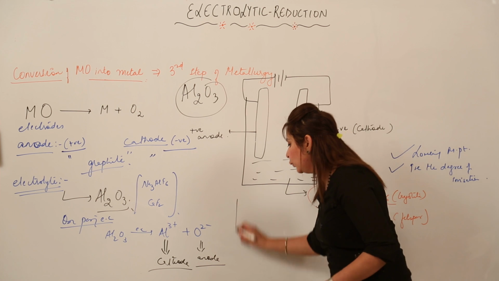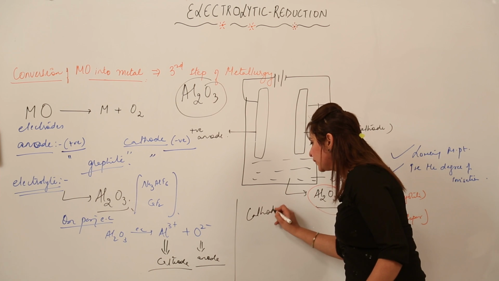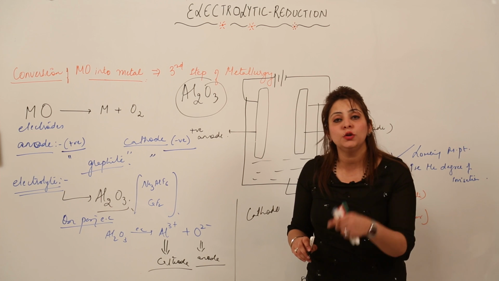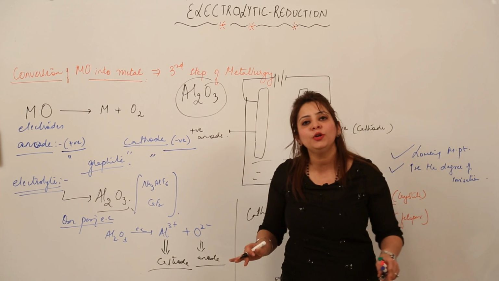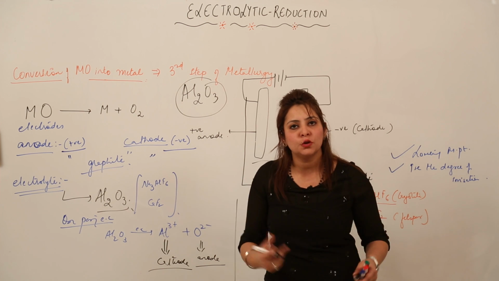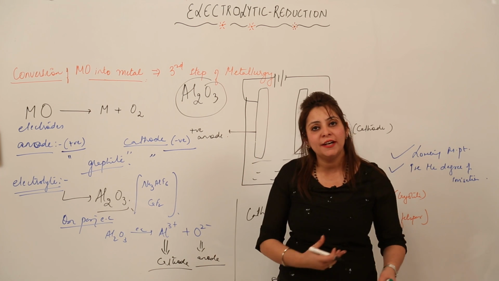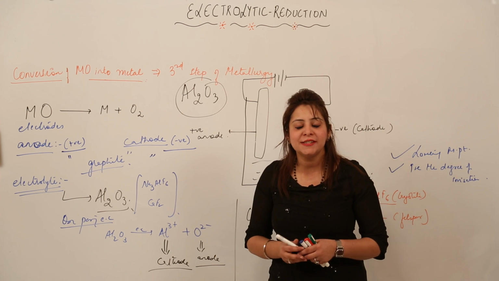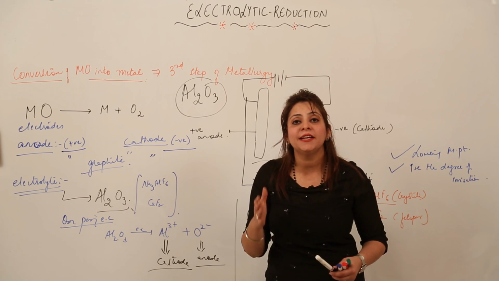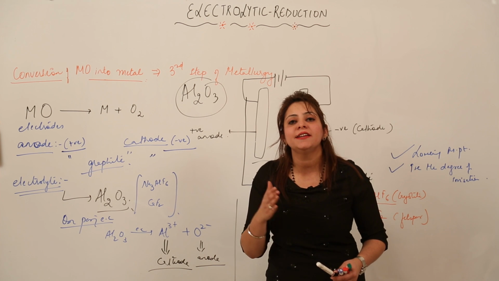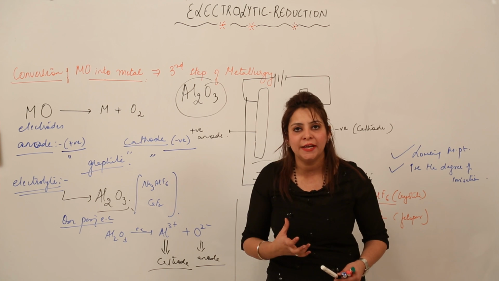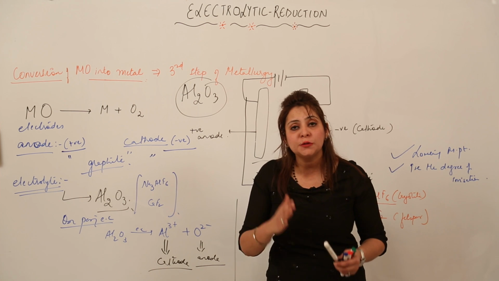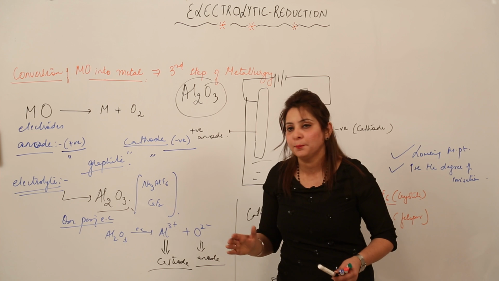Just look at the board to see what reactions they perform. Again, you know that at the cathode reduction occurs and at the anode oxidation occurs. So whenever you are doing electrolysis, electroplating, electrolytic reduction or electrolytic refining, whatever process involves electrolysis, keep in mind that at the cathode reduction occurs and at the anode oxidation takes place. You need to remember that, because these basic reactions remain the same.